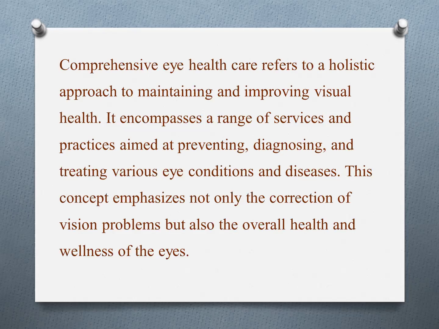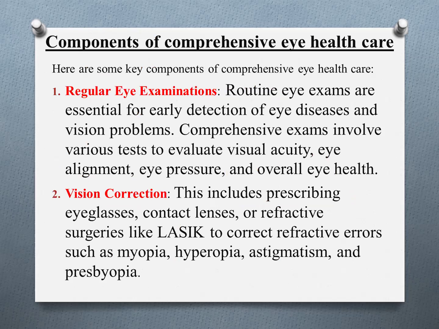Comprehensive eye health care refers to a holistic approach to maintaining and improving visual health. It encompasses a range of services and practices aimed at preventing, diagnosing, and treating various eye conditions and diseases. This concept emphasizes not only the correction of visual problems, but also the overall health and wellness of the eyes. On the next slide, you can see the components of comprehensive eye health care. There are some key components.